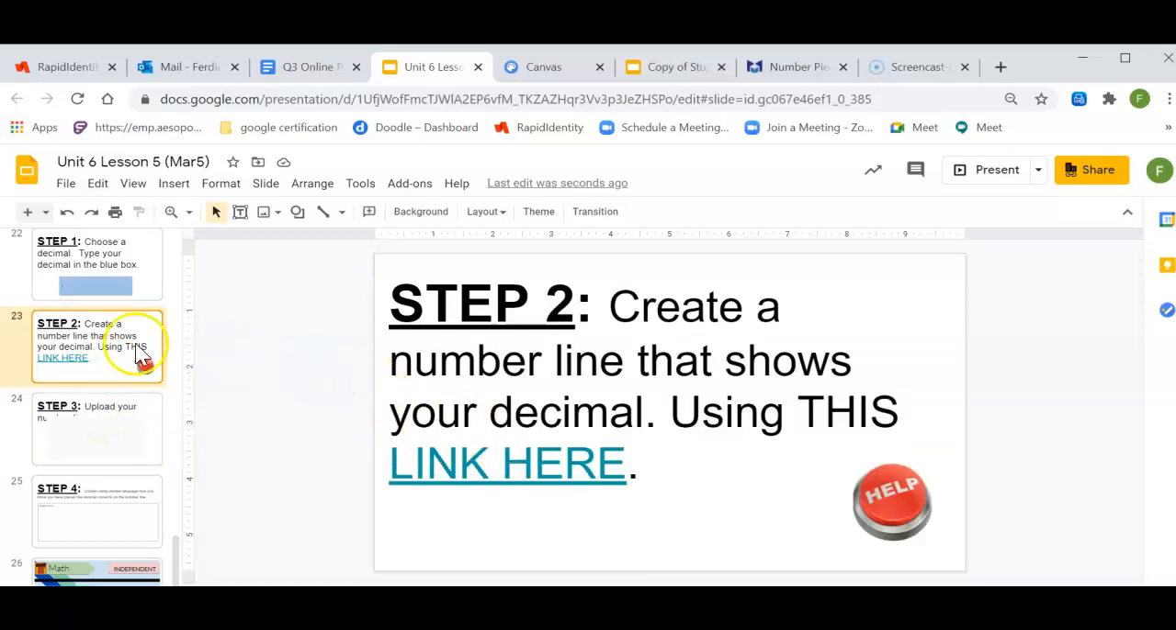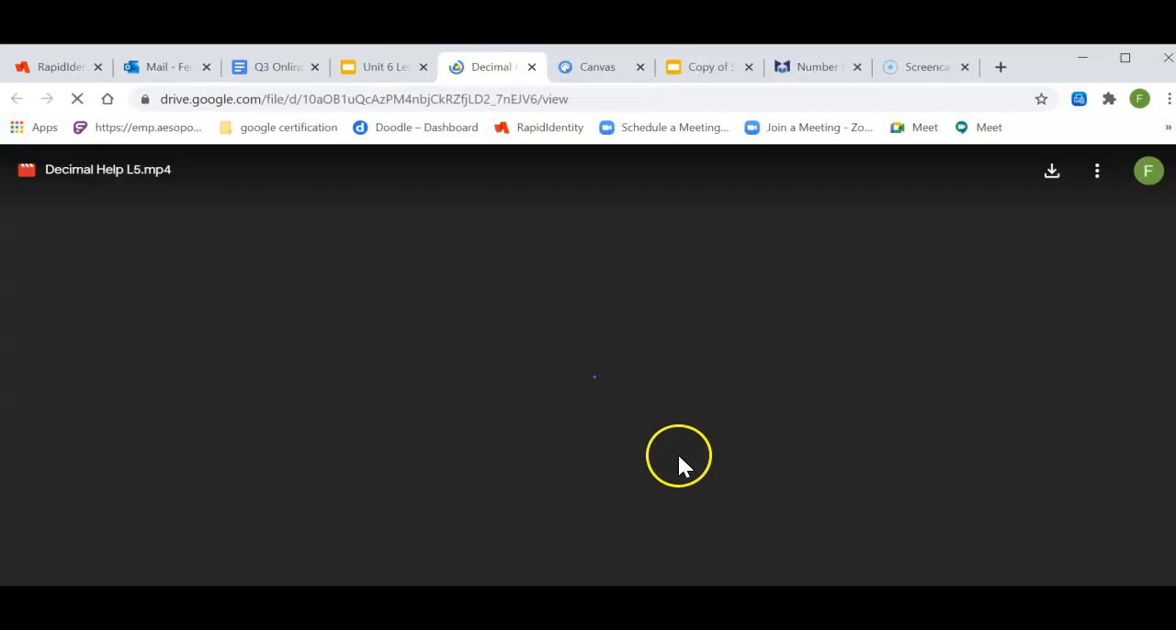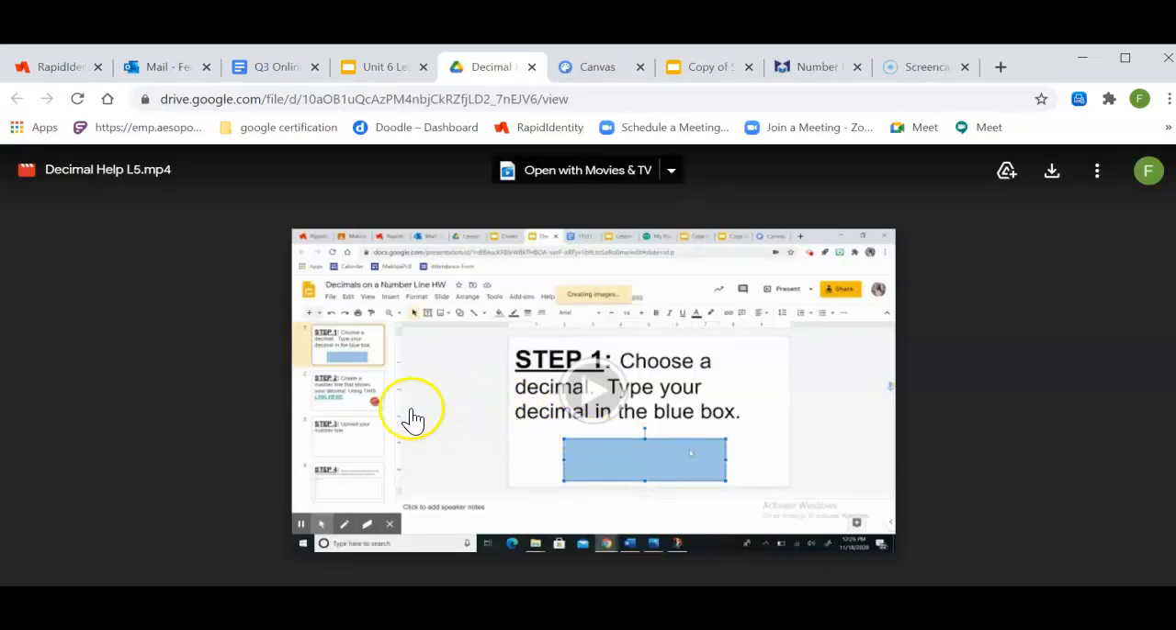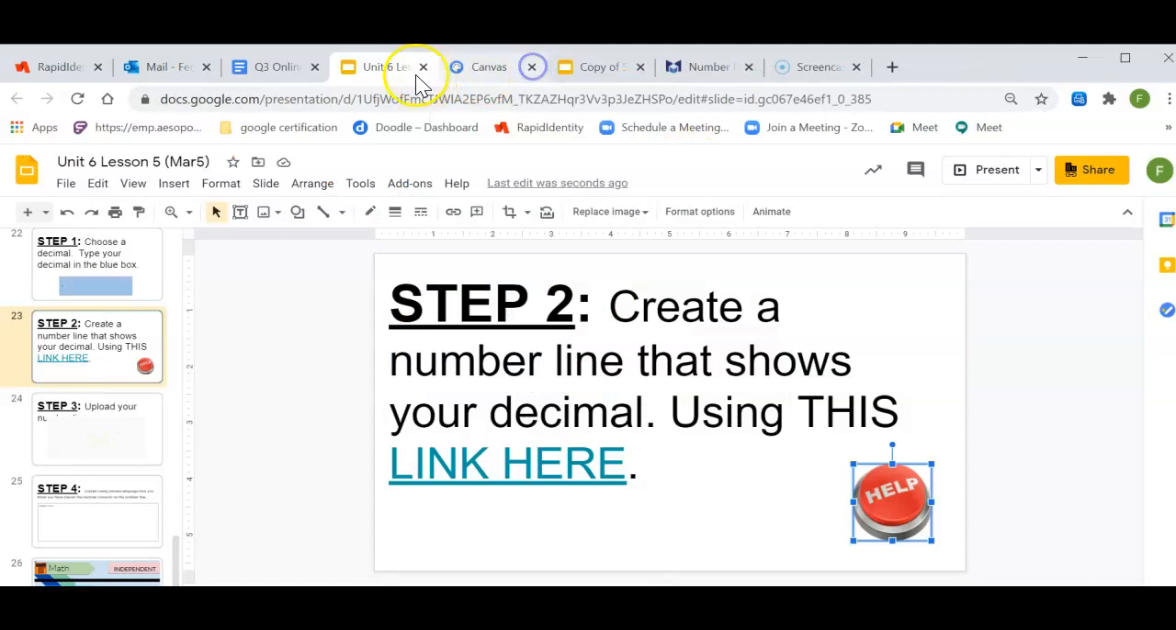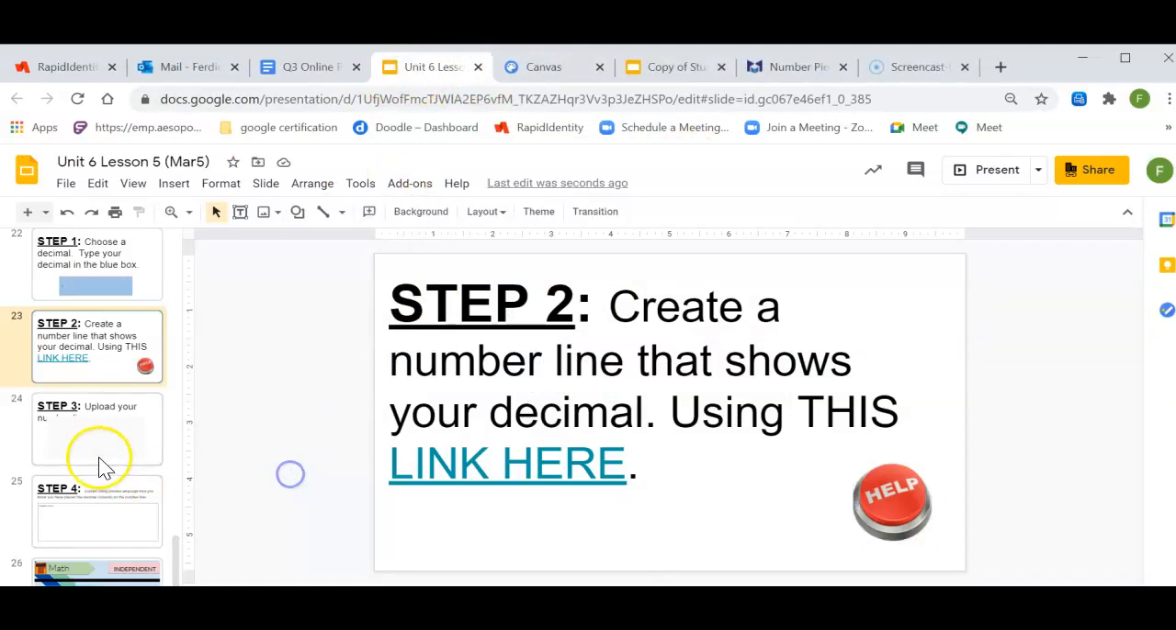Now right here, guys, those of you working at home, you're not in our live session, you can get instructions on how to build that number line again. All you got to do is click right here on this help button, and it's going to give you instructions on how you can do it again. There's more than one way to do it, but this is going to give you some additional instructions.